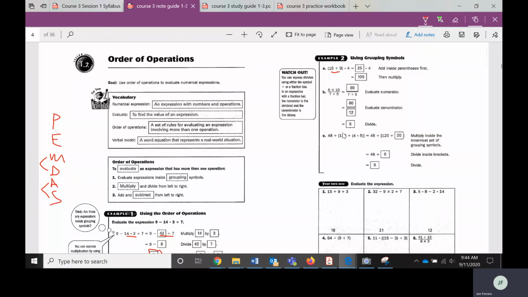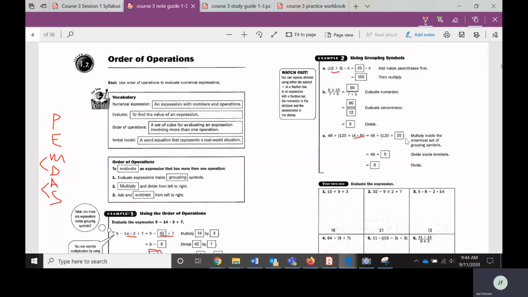So we look at this, we have brackets, but inside the brackets we have a parentheses. So we have to do what's inside that first. The first step here is doing what's inside the innermost parentheses. Well, 4 times 5, and that's how they get this 20. So we copy everything else down. We get 48, do the division sign, we do the bracket, 120, and then the 4 times 5 was 20.